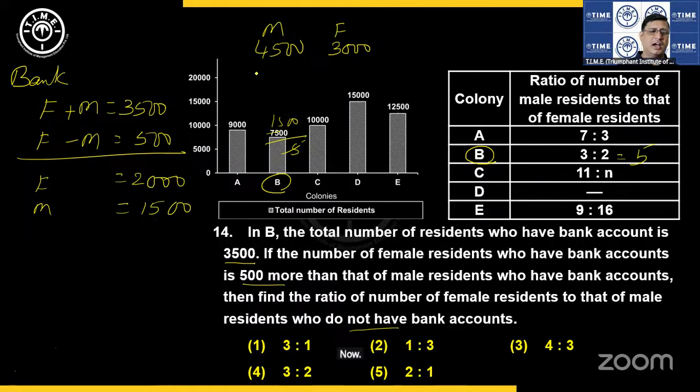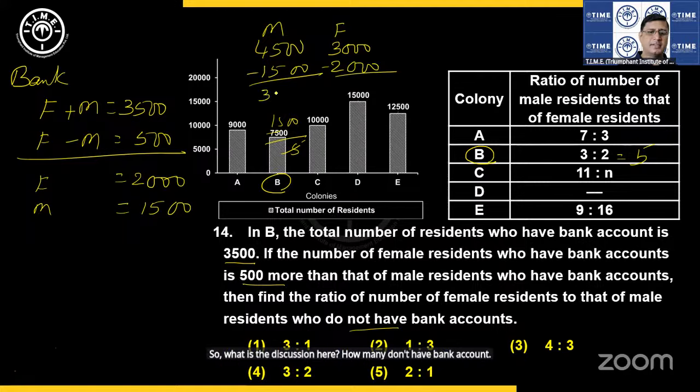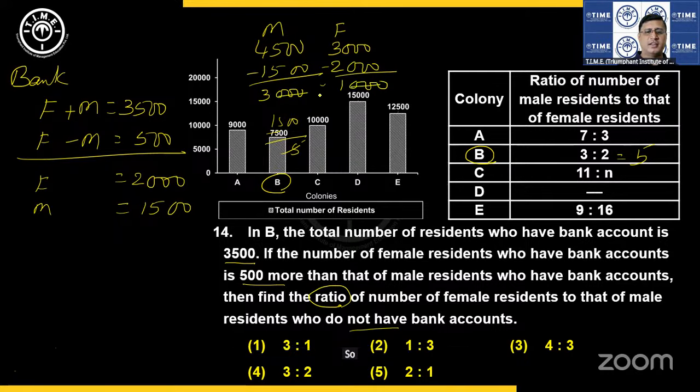Now how many have a bank account? Here 2,000 females have a bank account and males 1,500. So what is the discussion here? How many don't have a bank account? Males 3,000. Females 1,000. Now it's asking to find the ratio of female to male. So the zeros cancel. Here 3:1 is the ratio of male to female. Female to male means 1:3.